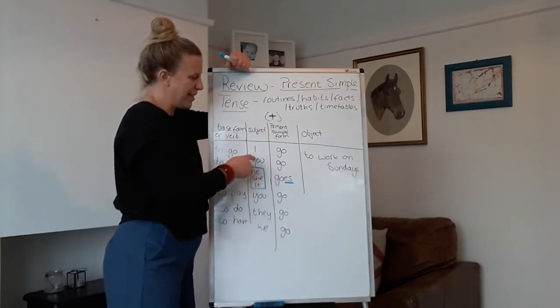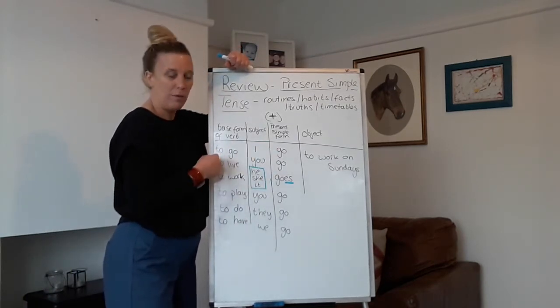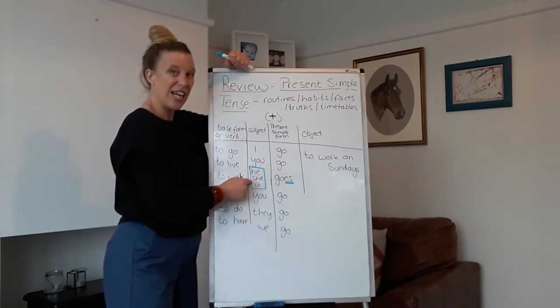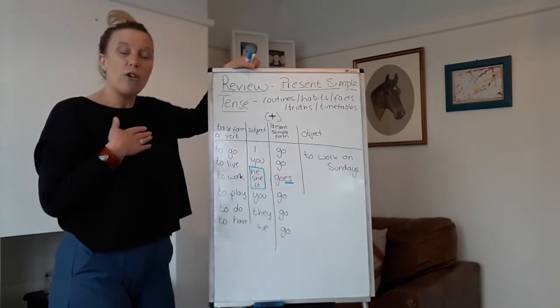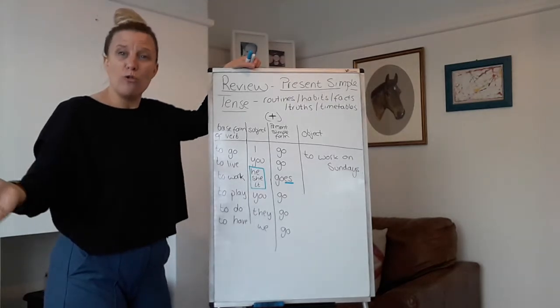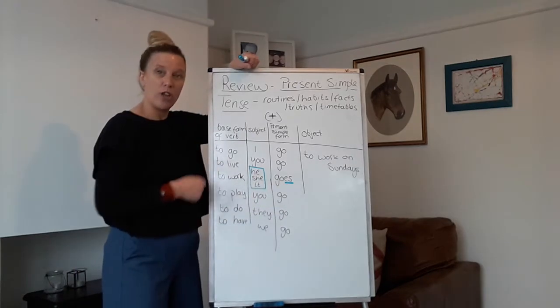So, in the present simple, go stays the same as the base form. I go, you go, they go, we go. But he, she, it becomes goes and we add es. I go to school on Mondays. She goes to school on Mondays. Okay, so we add es with go.